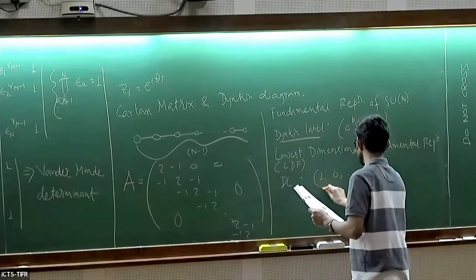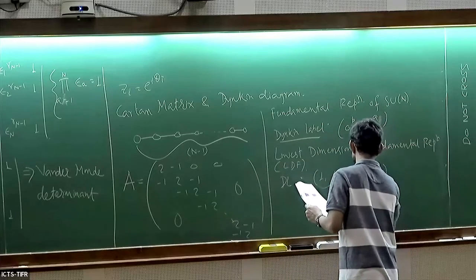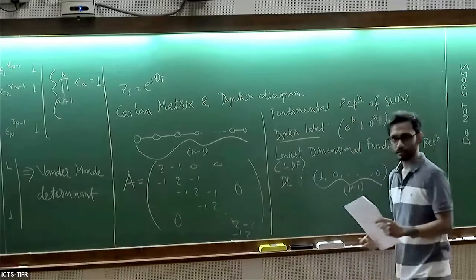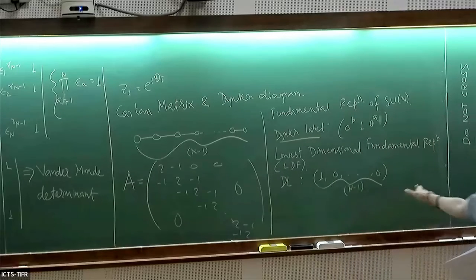How many entries? N minus 1. So n minus 1 entries are there.